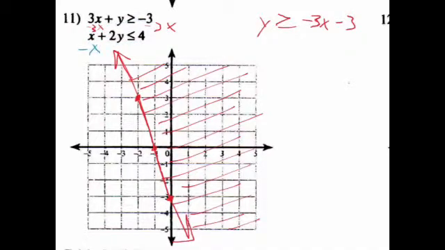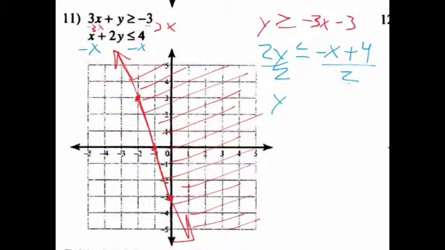I'm going to subtract x from both sides to get 2y less than or equal to negative x plus 4. Need to now divide everything by the 2. You'll get y less than or equal to negative 1/2 x plus 2. And there's my second inequality. The 2 is my y-intercept. So I'm going to start right there on positive 2.